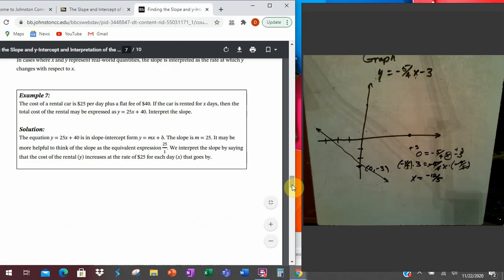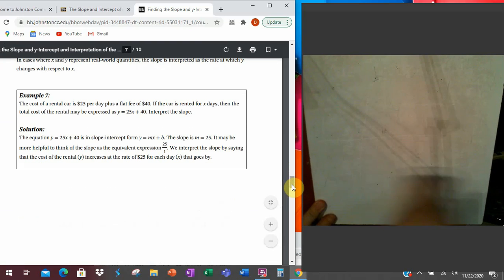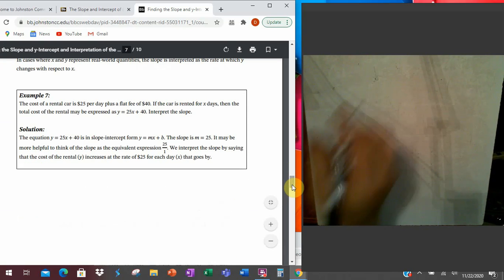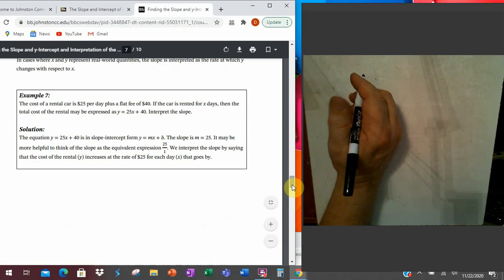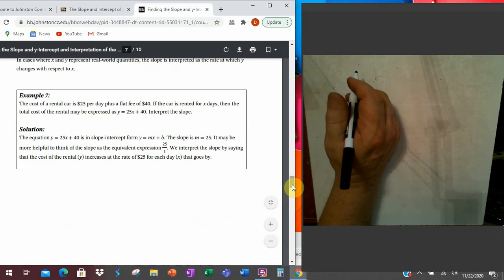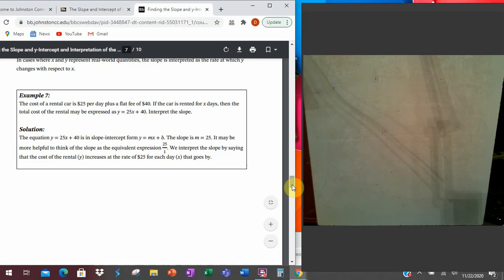Okay, and then we looked at applications last time. The cost of a rental car is $25 per day plus a flat fee of $40. If the car is rented for X days, then the total cost of the rental may be expressed as Y. That's the total cost, 25 per day times X number of days plus the 40 flat fee, and interpret the slope. So the slope is just the 25. That means for every 1 day, I've gone up an extra $25 on my rental fee.